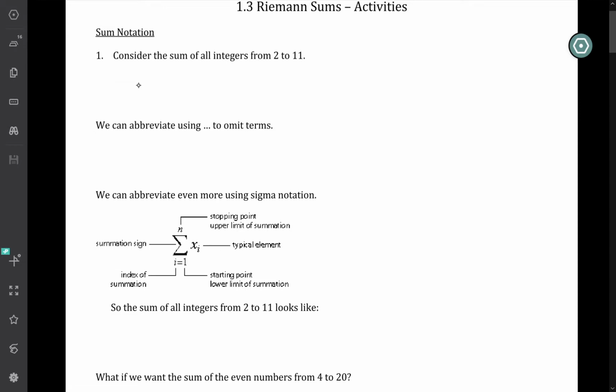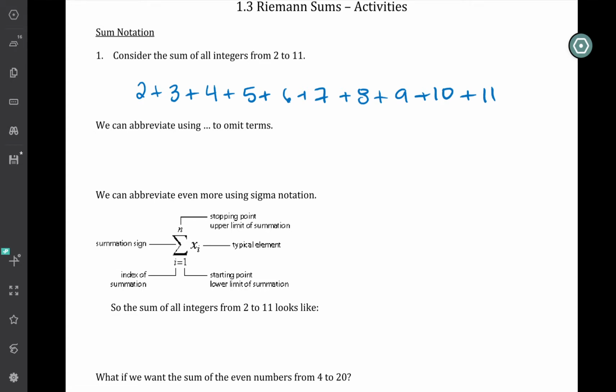So for starters, this example one is really just exclusively working on the notation. We want to think about the sum of all the integers from 2 to 11. You can see that this is doable, but kind of a pain to have to write that all out. So we have a couple of ways that we can start abbreviating.